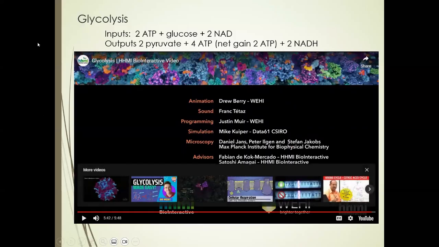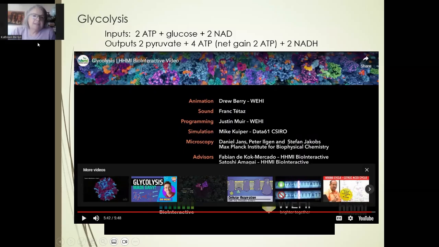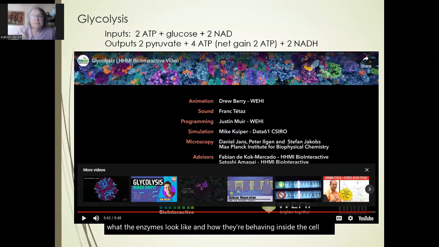Okay, so I like this video because it gives us a real sense of what the enzymes look like and how they're behaving inside the cell. And keep in mind, they show it crowded and densely packed. If you keep in mind that these enzymes are carrying out these reactions up to millions of times per second, you can just imagine how fast this is all happening. And it makes sense when you think about how much ATP cells actually need in order to function.